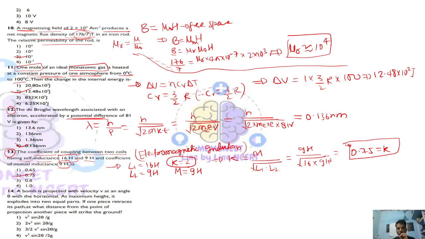There is a direct formula to calculate the coefficient of coupling between the coils when the self inductances and the mutual inductance are given. Okay, now solving another question.